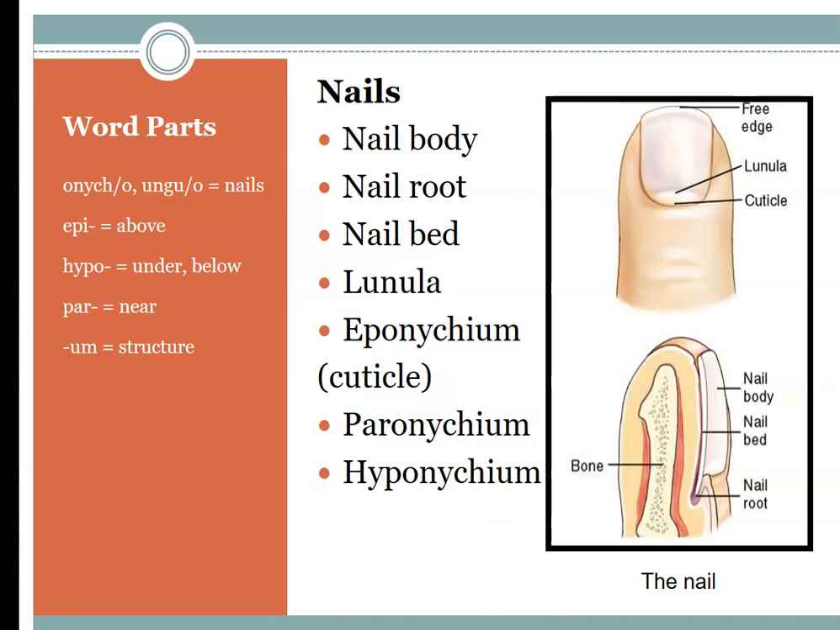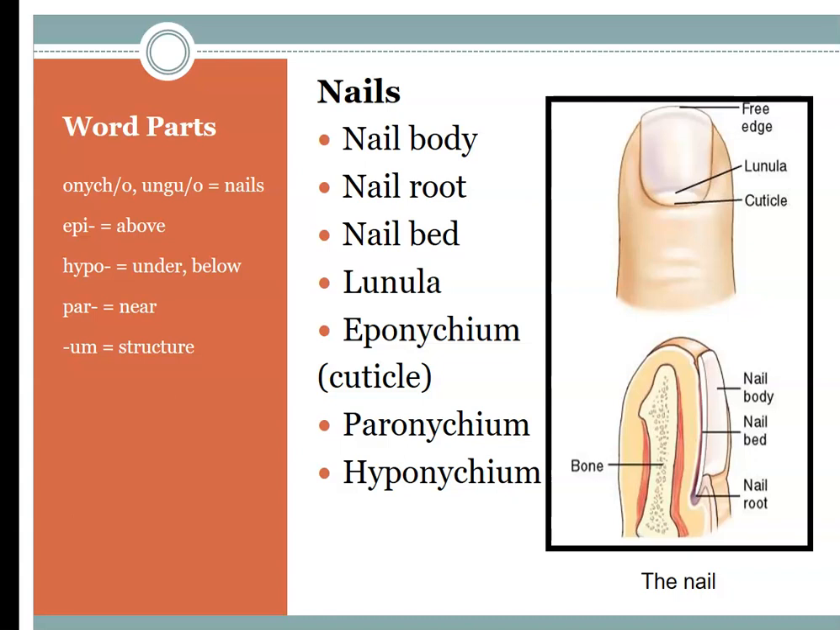Now the nails have two combining forms. You've got onycho or ungu. They cover the dorsal surface of the distal ends, and remember that dorsal pertains to the back, and that distal means far, of the fingers and the toes. Note that in anatomical position with the palms forward, the nails face the back of the body. The visible surface is the nail body, also called the nail plate, with the nail root being just under the skin at the base of the nail.